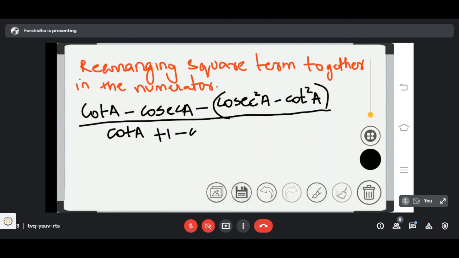This is in the form of the third identity, a square minus b square. See, this one is in the form of a square minus b square. So we'll change it into a plus b into a minus b.